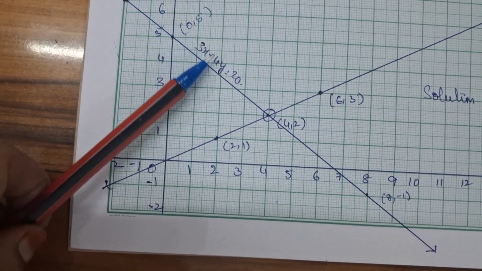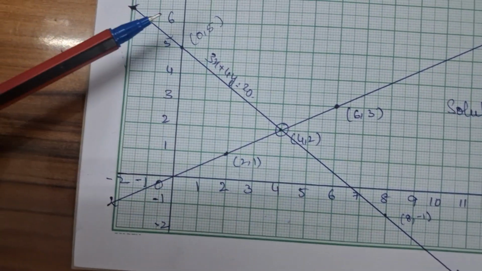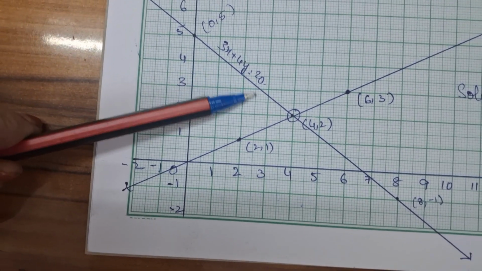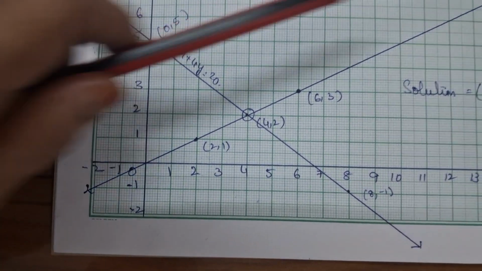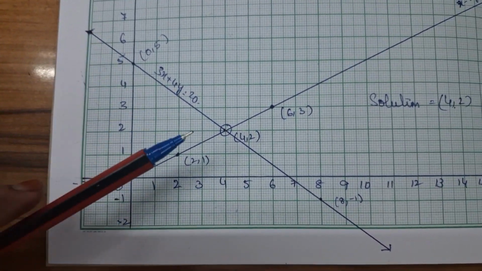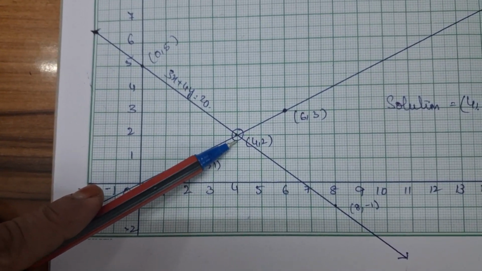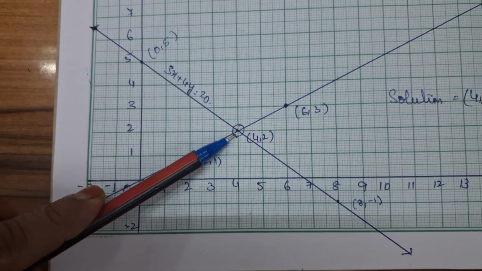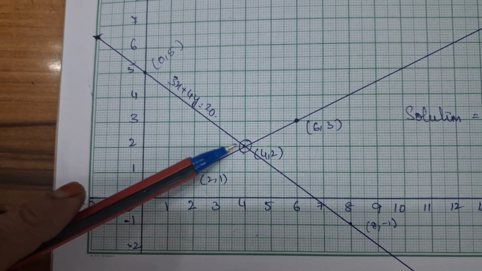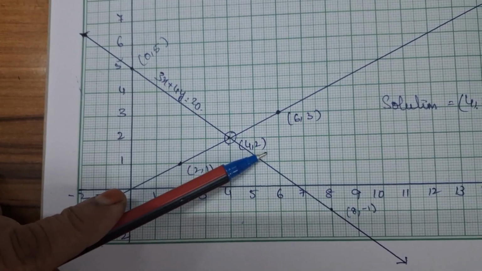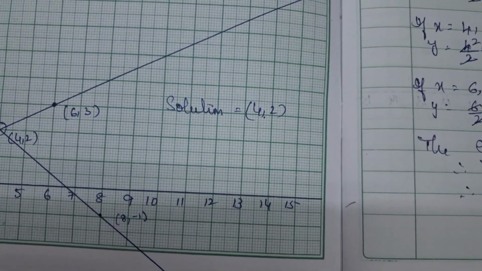So I have joined these 2 points. I have got a line. 3x plus 4y is equal to 20 is the equation for which I got this line. Now, these 2 lines are intersecting at a point. This becomes the solution of these 2 equations. What is this point? X value 4, y value 2, 4 comma 2. So the solution is 4 comma 2.